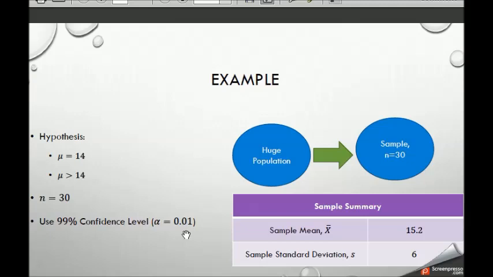Also in this case, we have chosen an example where the alternative hypothesis is mu larger than 14. So also we have a one-sided test. We also have a large sample size of about 30. We are going to use a 99% confidence interval, or we have the alpha to be only 1%.